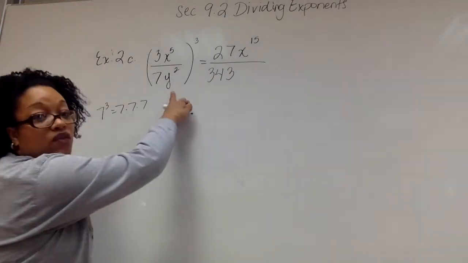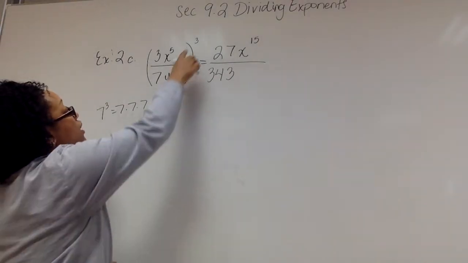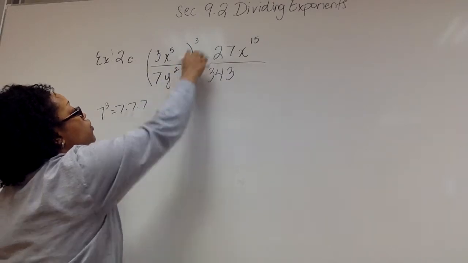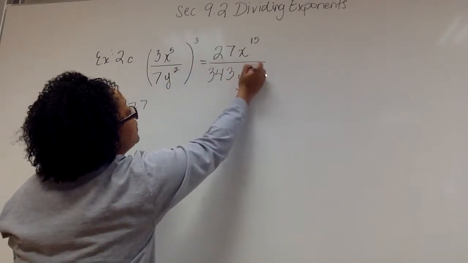Now, y, that's y squared. y squared is raised to the 3rd power. 2 times 3 is y to the 6th.